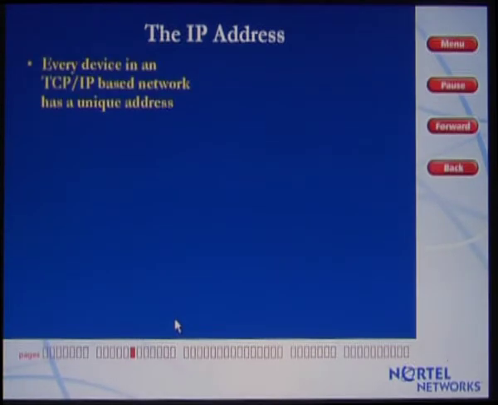Each device attached to any IP-based network must be given a unique address. These must be assigned at configuration time or dynamically at boot up. These addresses are carried in the header of all information transmitted over the network to identify the source and destination computers.